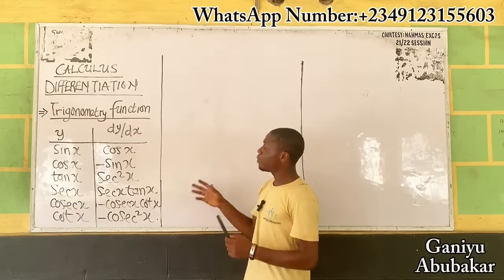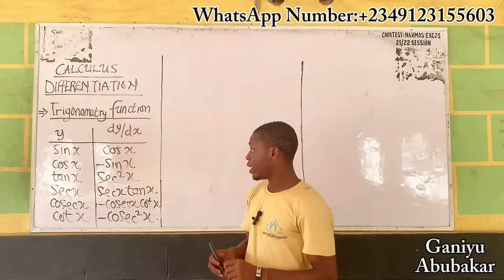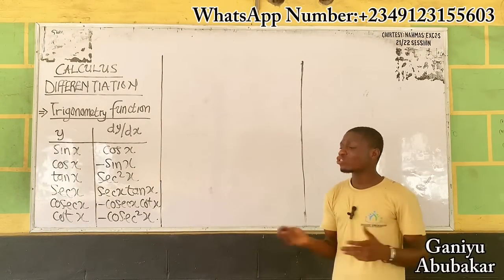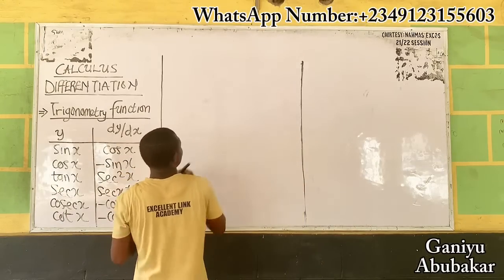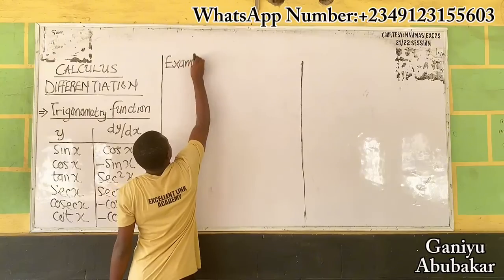So with this table, we'll take a few problems and solve together. I'll try to combine stuff together, right? So let's take an example with this. Example 1.